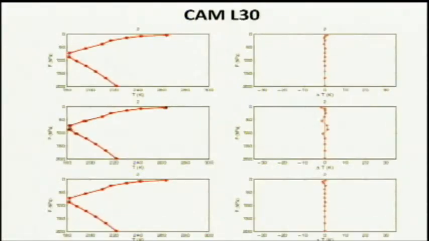So we look at a different configuration. This is CAM 5 with 30 layers. Now, even mapping potential temperature is not going to give you anything better than the total energy vertical remapping.